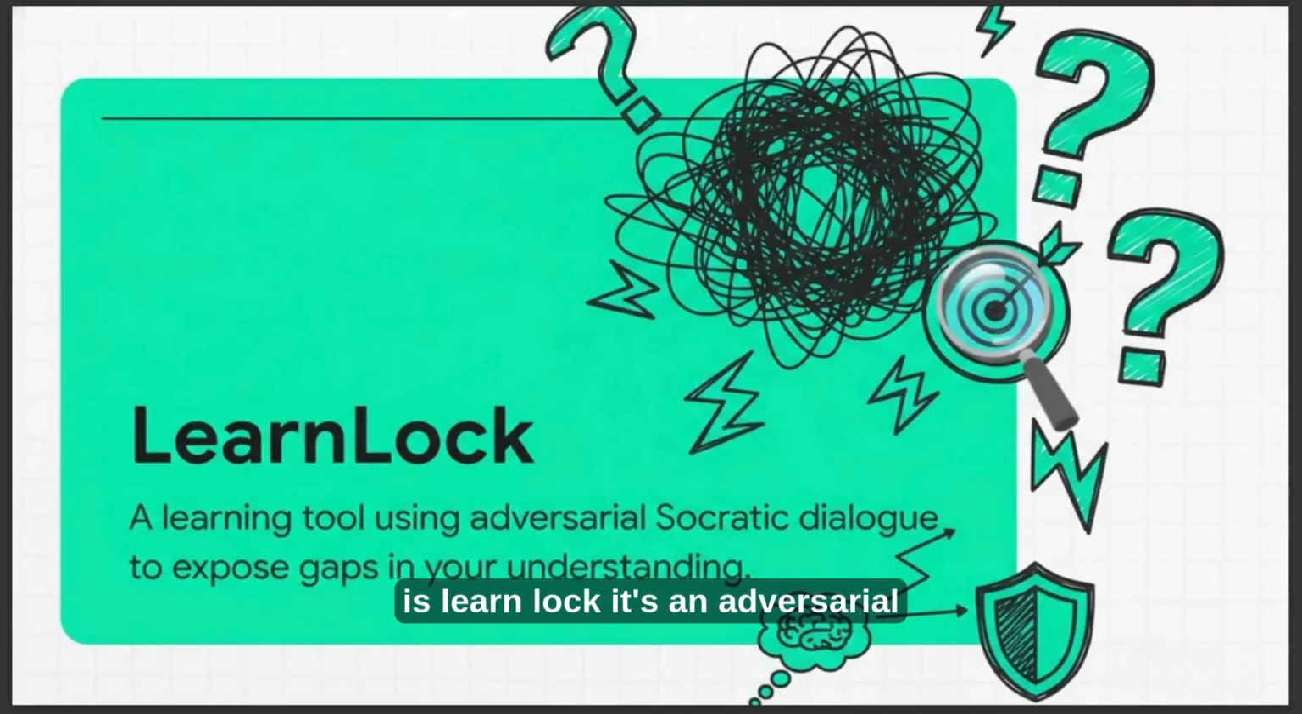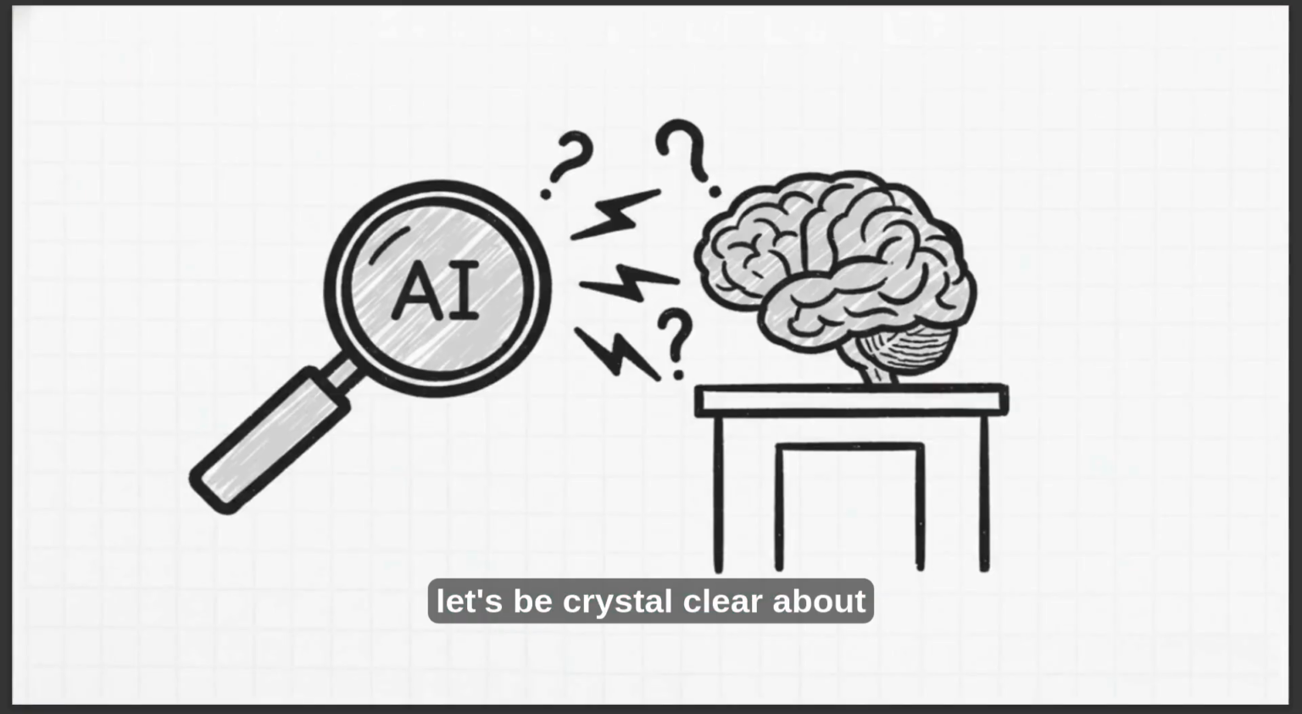That is LearnLock. It's an adversarial AI. Its whole mission is to interrogate what you think you know. It actively hunts for the weaknesses in your understanding, and then it forces you to fix them through these really smart, targeted challenges. Let's be crystal clear about this. This thing does not tutor you. It cross-examines you. It literally puts your understanding on the witness stand and grills you until it either breaks or it proves that it's rock solid.